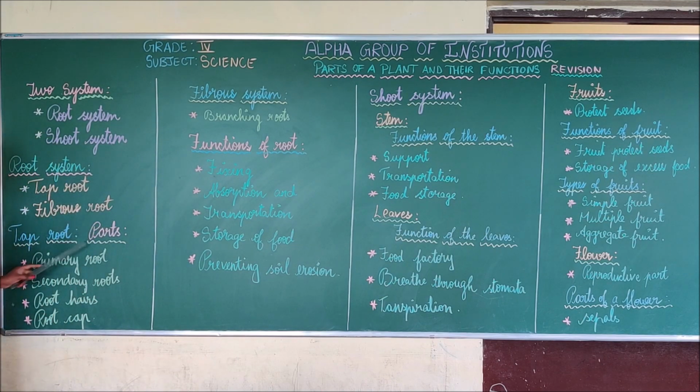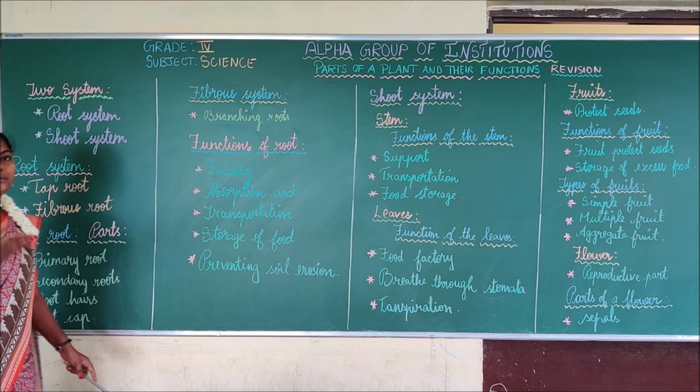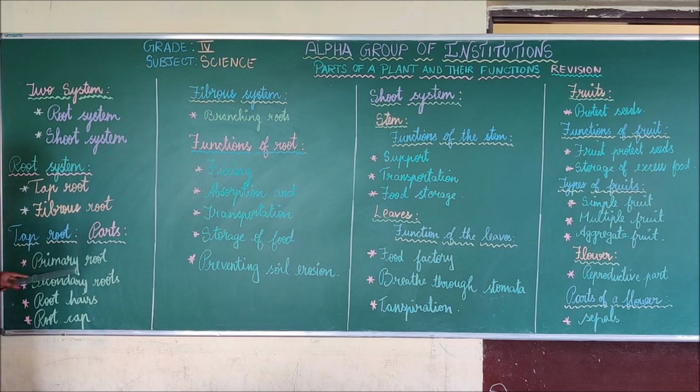So in taproot, what are all the parts? The parts are the first one primary roots, secondary roots, root hairs and root cap. So here there are four parts in taproot system. What are they? Primary root, secondary roots, root hairs, root cap. Is it clear? And the next one is fibrous root.